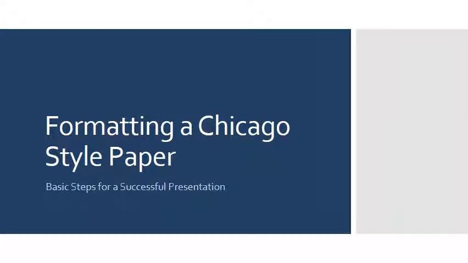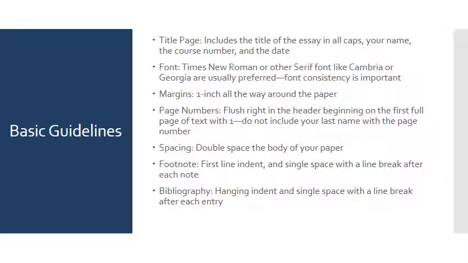Hi everyone, it's Dr. Mergel, and welcome to this short tutorial on formatting a Chicago-style paper using Microsoft Word. The first thing that you will want to consider when getting ready to format your paper are the basic guidelines we follow with Chicago style. This includes things like title page, font, margin, page numbers, spacing, and footnote and bibliography.